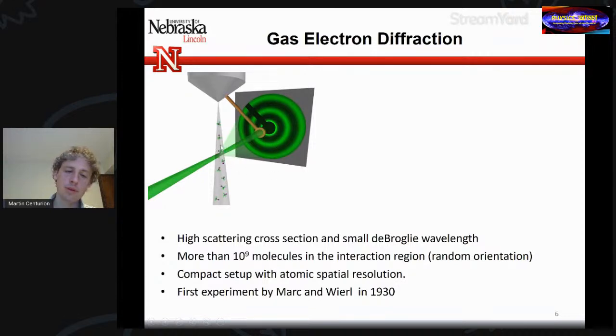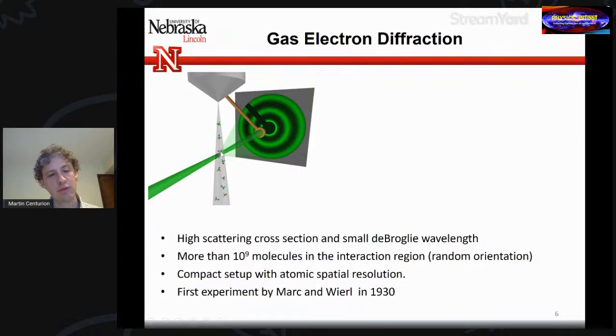And to increase the amount of signal, we try to put a lot of molecules in the interaction volume. These molecules are not interacting with each other, but we just have a lot so that we can increase the signal to a measurable level. This brings another issue: because we have a gas, the molecules are all pointing in different directions. So we have an ensemble of randomly oriented molecules.